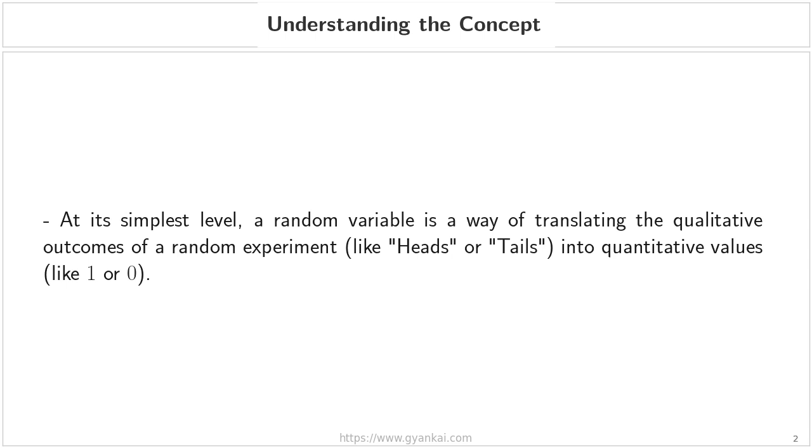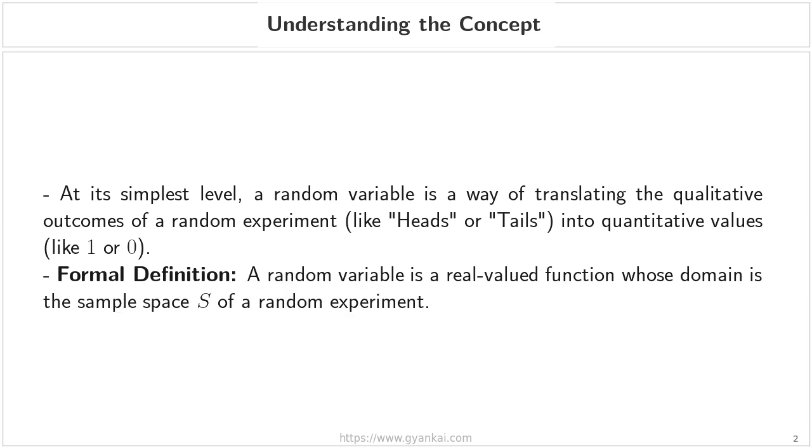Understanding the concept. At its simplest level, think of a random variable as a translator. In our previous lessons, we dealt with qualitative outcomes, things you can describe with words like heads or tails from a coin toss. A random variable takes those words and translates them into quantitative values, which are just numbers like 1 or 0. It turns descriptions into data.